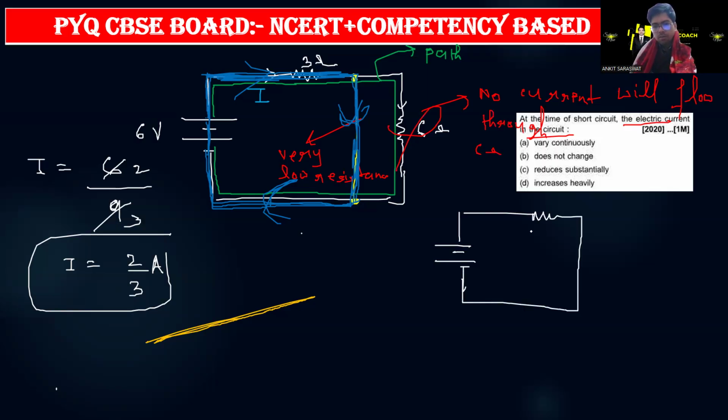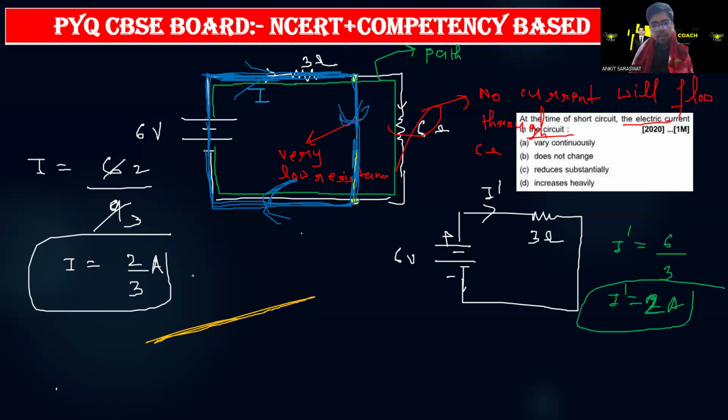6 volt like this. Now let us suppose the current will be I dash. Now what is the value of I dash? I dash will be V by R, 6 by 3. What is the answer? 2 ampere. Now you can check, earlier the current was 2 by 3, which is about 0.66 ampere. Now it is 2 ampere.